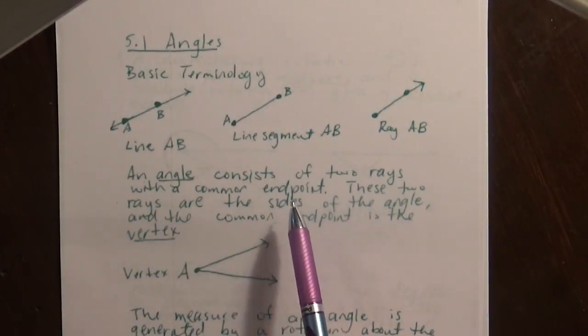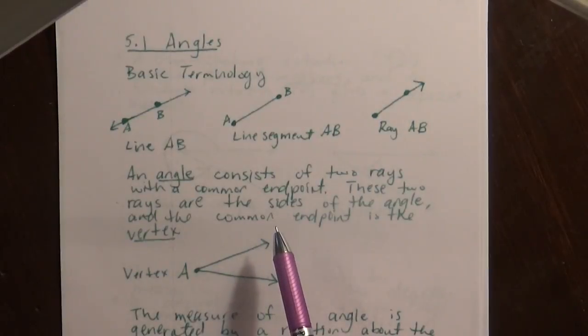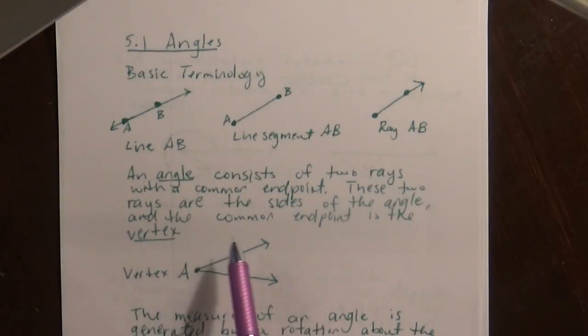An angle consists of two rays with a common endpoint. These two rays are the sides of the angle, and the common endpoint is the vertex. So here we can see we would call this angle A, and its vertex is at point A. It's formed by two rays.